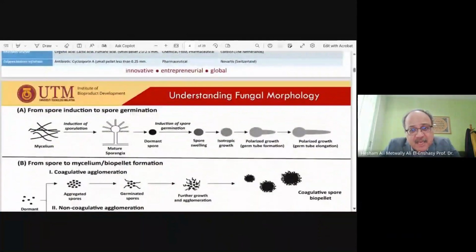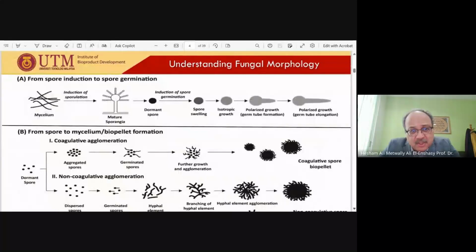First, if you need to understand the fungal morphology and spore germination, there are two stages. First, from spore induction to spore germination. And the second is from spore to mycelium and biopellet formation or filamentous structure.